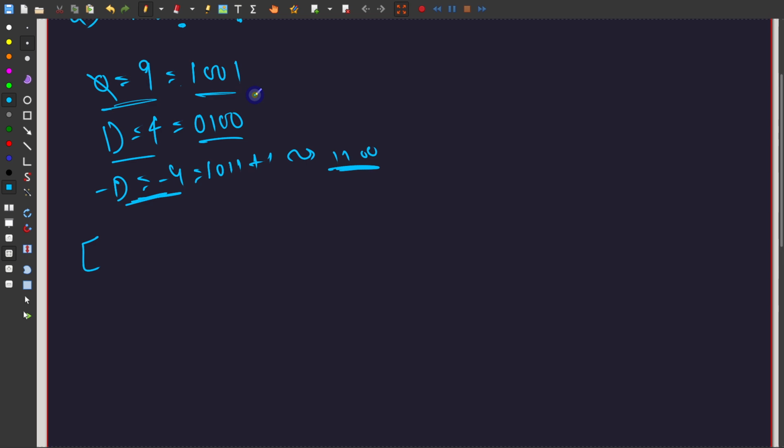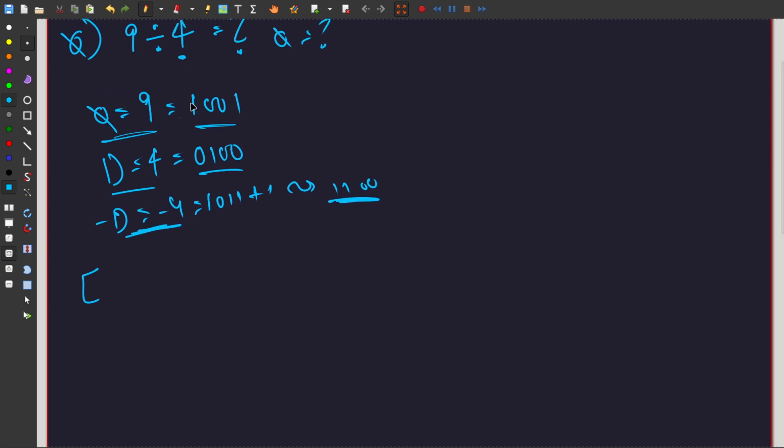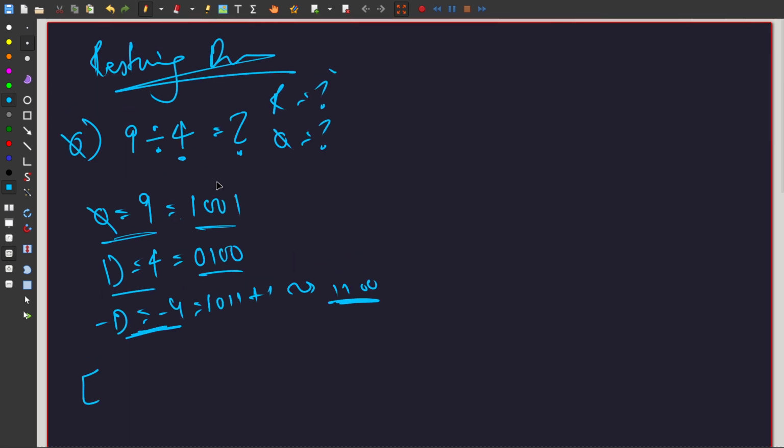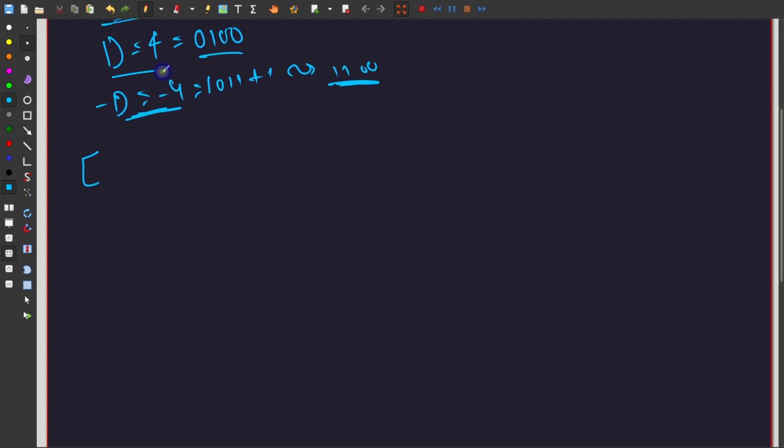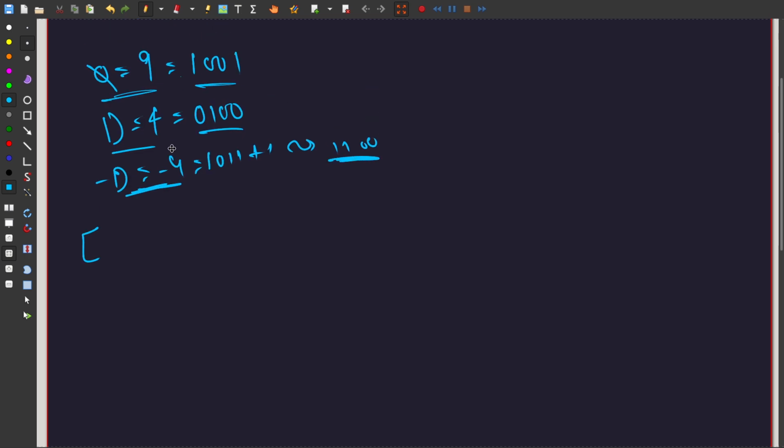And do not ever add any extra bits here, because in restoring division specifically, they can cause a lot of problems. This same problem in non-restoring division would be a bit different. We will get to that. I'll of course do a comparison there, but let's move on.